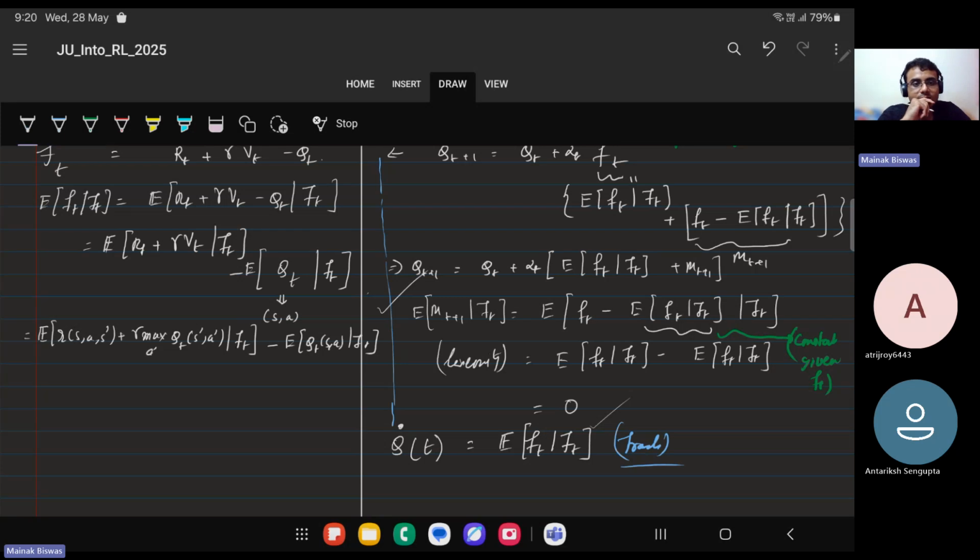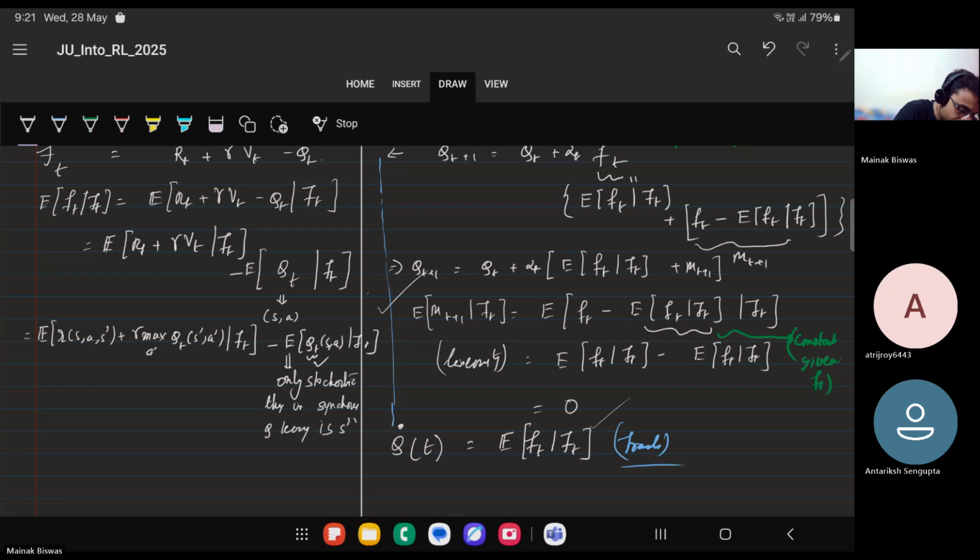Okay. Now you tell me, the second expectation is over what? What is the random variable here? There's no random variable at all. Yes or no? Because we know Qt. Qt is known. Similarly, the only stochastic thing in synchronous Q-learning is S dash. There's no such S dash, so I can just write Qt of S comma A.